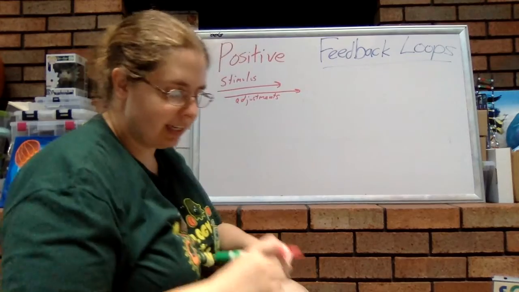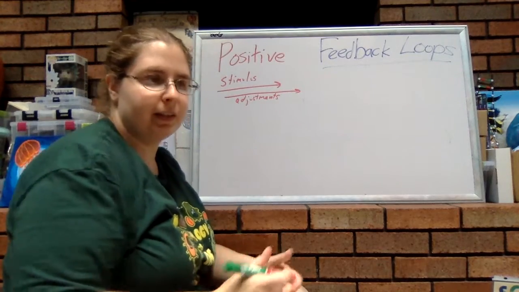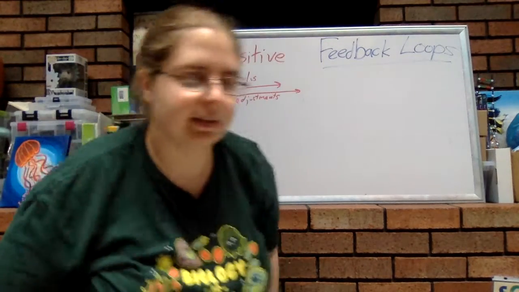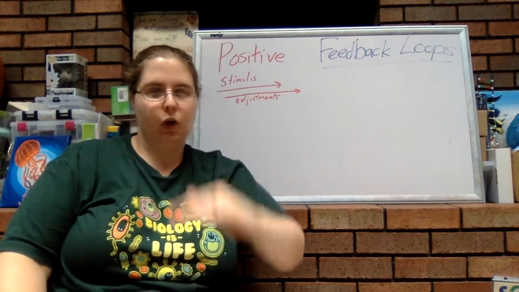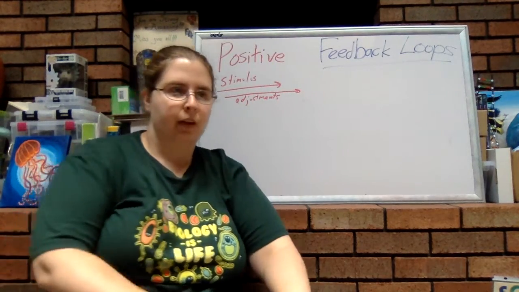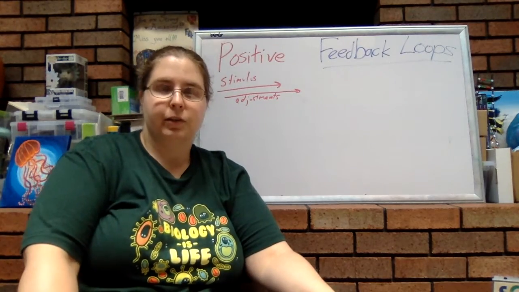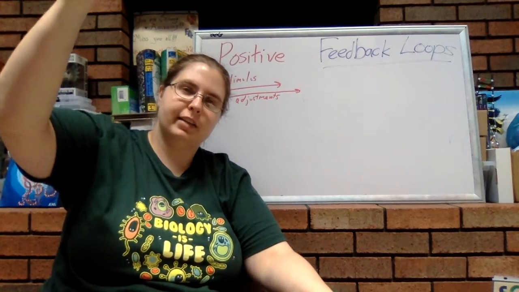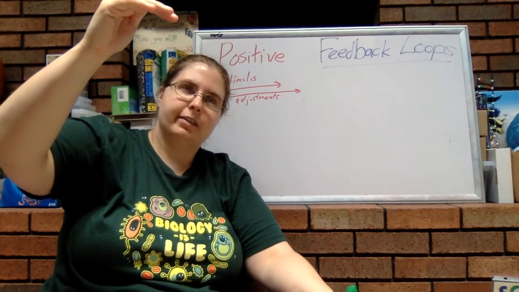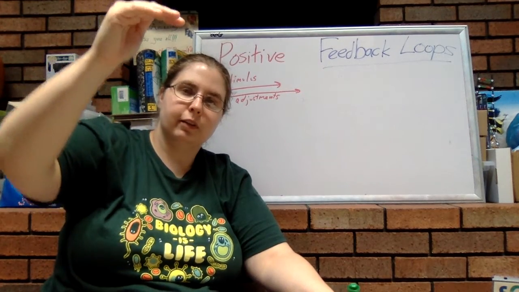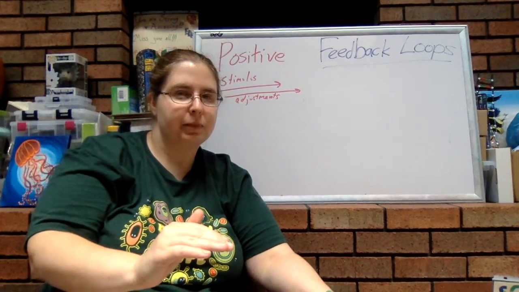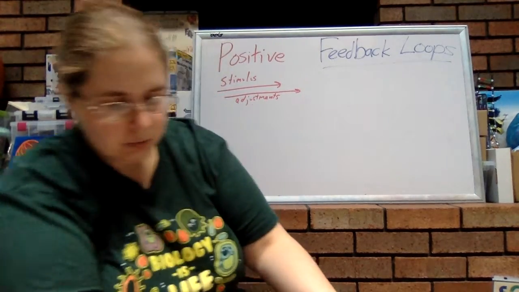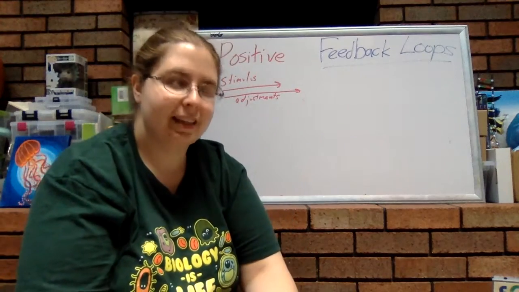Now that might sound counterintuitive at first. I mean, the negative feedback loops make sense. You get hot, you want to cool down. You get cold, you want to warm up. Even the glucose levels in your blood, when the levels rise, your body takes steps to lower it. When your glucose levels get too low, your body takes steps to raise it. But why would your body want to work with the stimulus?